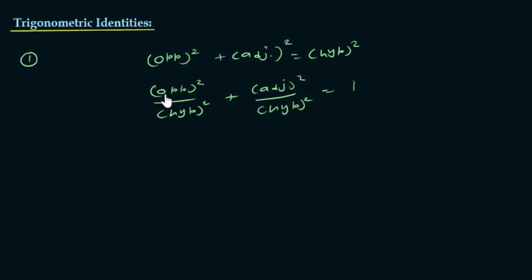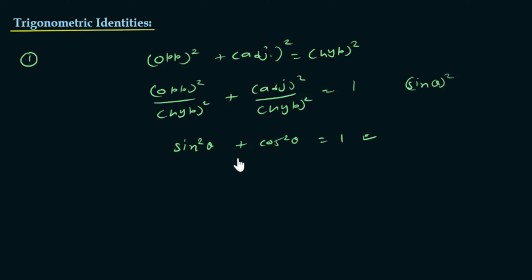Opposite upon hypotenuse is simply sine theta, so this can be written as sine square theta, plus adjacent upon hypotenuse, which as we have seen is cos theta, so squared it will be cos square theta, equals 1. Always remember, if we have opposite upon hypotenuse, this is sine theta. You cannot write sine theta square; basically we put sine square theta. So this is our first trigonometric identity.